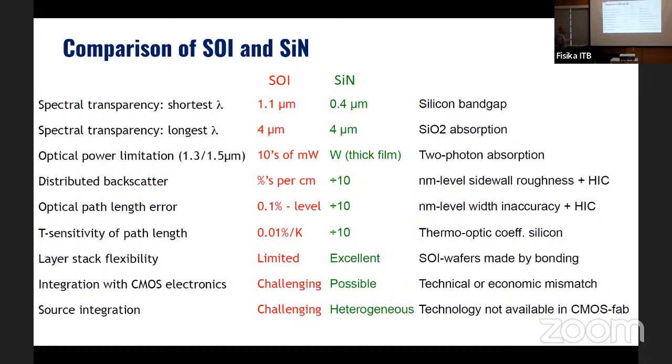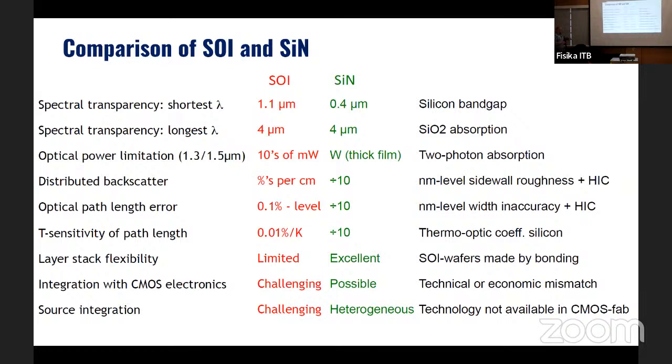Okay, temperature sensitivity. Silicon is a good heat conductor, let's say, which means it's much more sensitive to temperature variation. And silicon nitride is a bit more gentle. There's a factor of 10 in terms of the temperature sensitivity. It's a good or a bad thing, because later on you will see that we heat up our waveguide to tune the response of a filter, a ring resonator. So it's a blessing or a curse, I don't know.